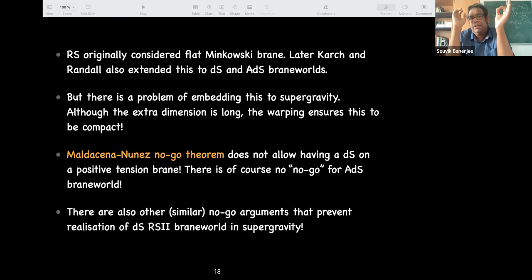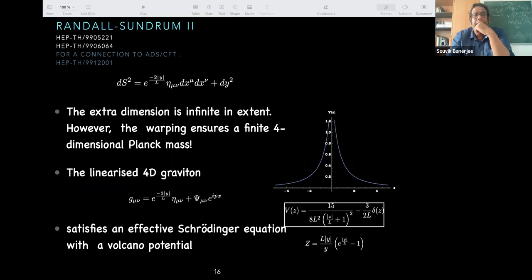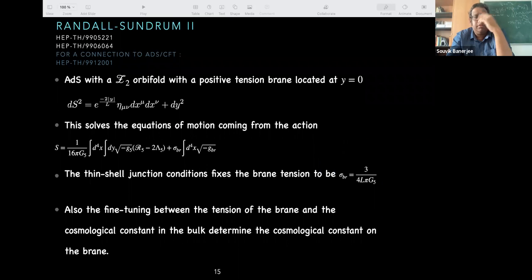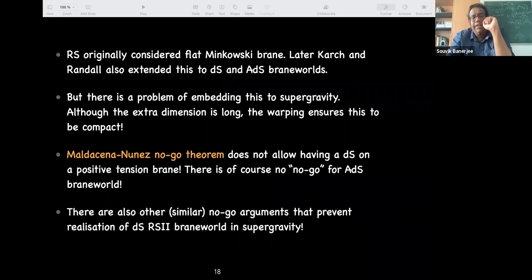However, that doesn't conflict with having an AdS brane world. But the way Randall and Sundrum constructed it, having a positive tension brane at y equal to 0, is not really allowed by this Maldacena-Nunez no-go theorem, and therefore it is not possible to embed these Randall-Sundrum theories for de Sitter into the framework of supergravity.